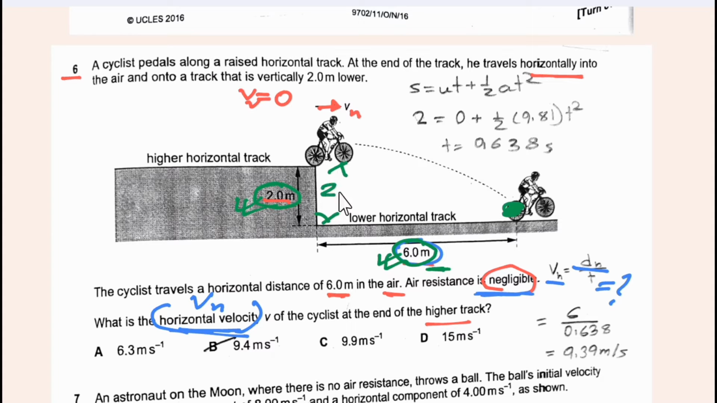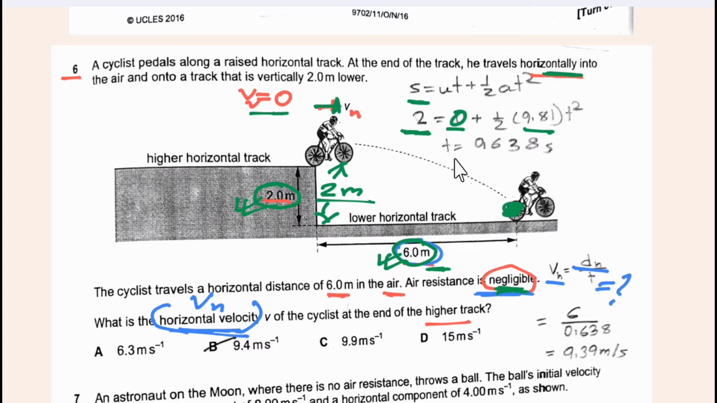So what is the time taken to travel this 2 meter? We know the distance, that is 2 meter, and initially at this point it is moving horizontally, so the vertical component of velocity is 0. We are considering the vertical component of velocity since the distance we take is vertical, that is 2 meter. So 2 meter vertical distance, vertical component of initial velocity is 0, and air resistance is negligible, so acceleration is 9.81.